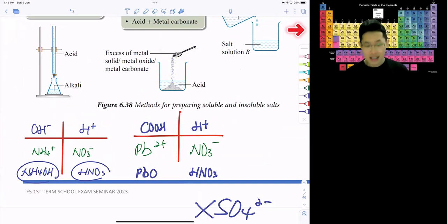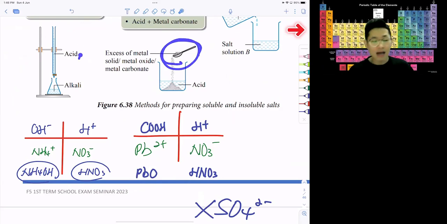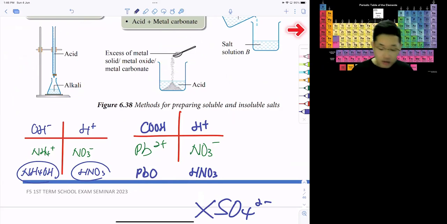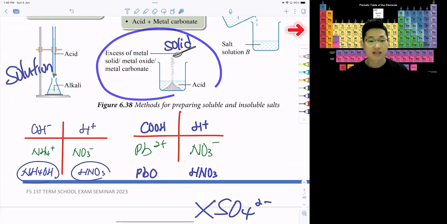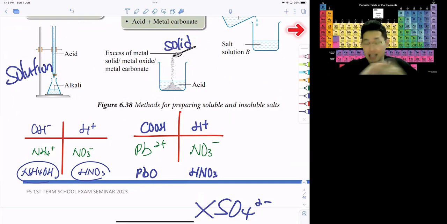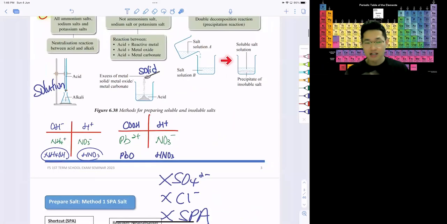So you have to understand that they don't want to use the same method because the chemical nature of the reactant is different. Some chemicals are solid, some are solution. Solution, you can use titration. But solid, we have to use this method. Understand? Just like the ingredients, some are solid, some are solution. Solution, we can do titration, but solid, you just put it into water, like making Milo.